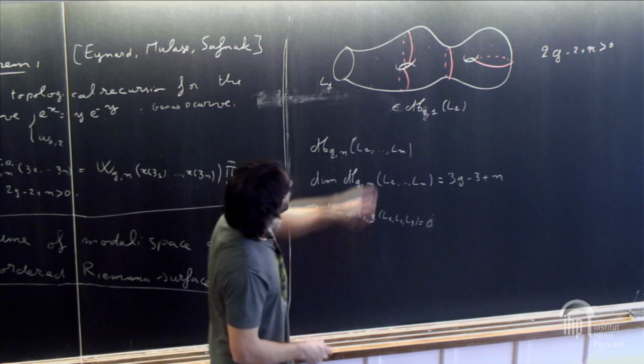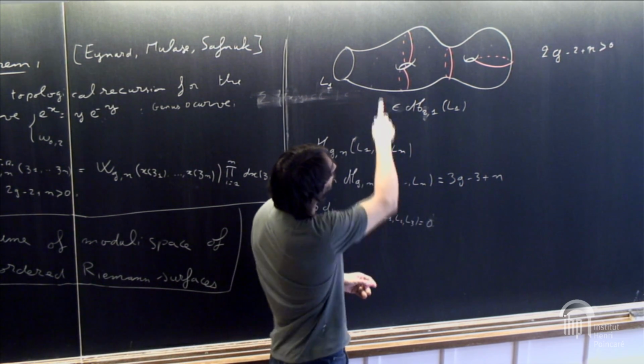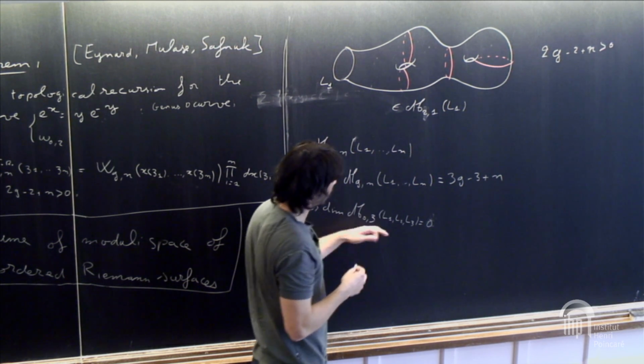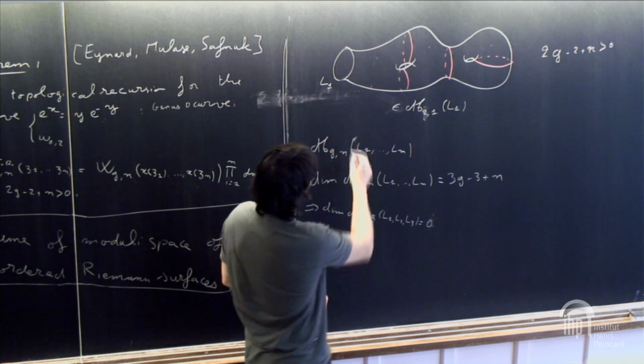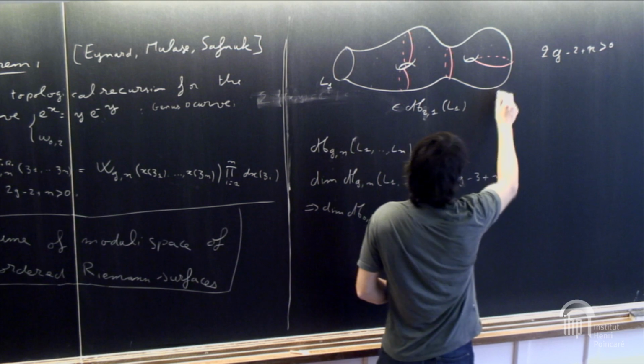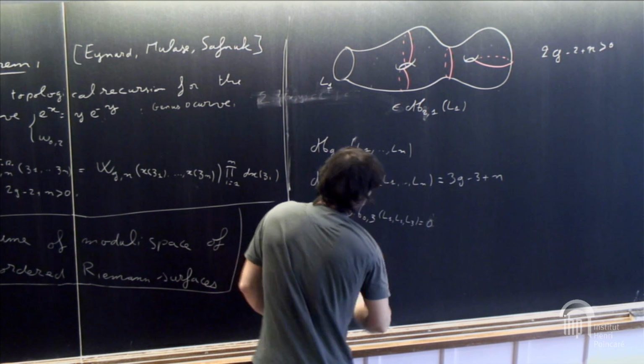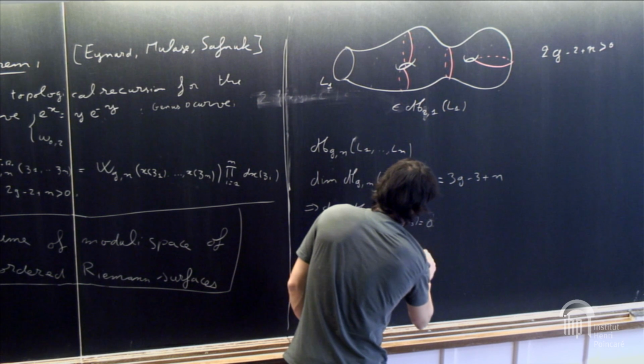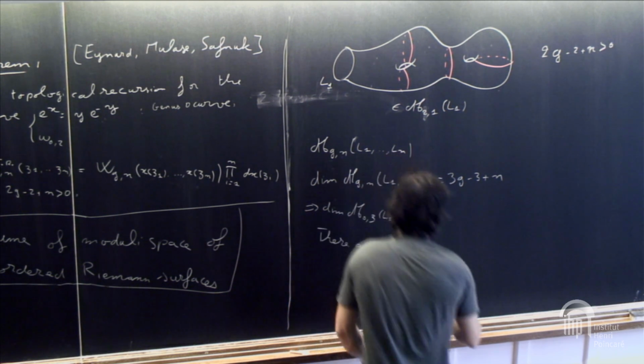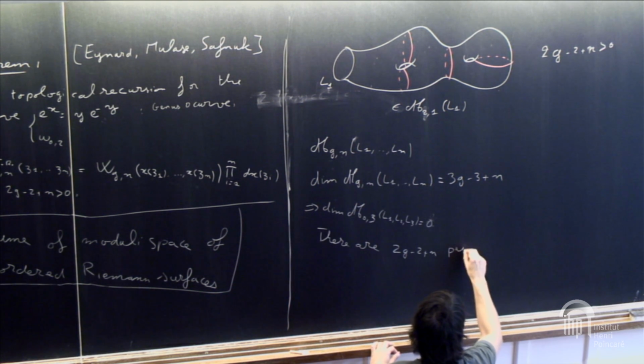Now, when I'm saying that I'm decomposing it into pairs of pants, in the pair of pants decomposition, what you can see is that there are 2G minus 2 plus n pairs of pants.